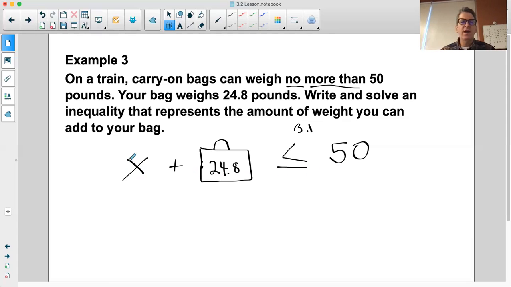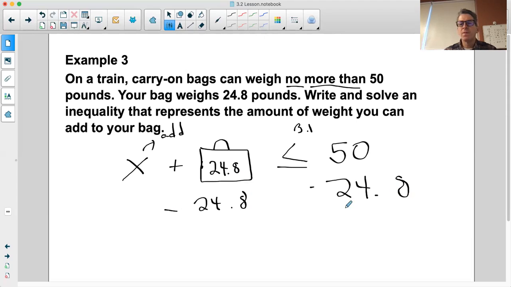So there's your inequality. X is what you're going to add to your bag, and you already have 24.8 pounds in there, is no more than 50. So let's take a look at how to solve. We're going to subtract this 24.8 pounds from the left, and we're going to subtract 24.8 from the right. So X is what you're going to add.